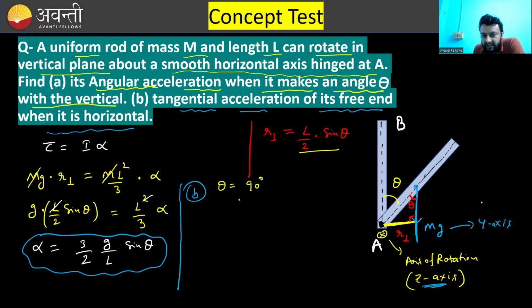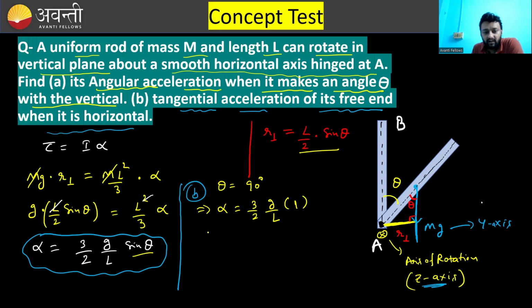If I place this theta equals 90 degrees in this alpha, the alpha will become 3 by 2 g by L, and sin 90 is what? 1. From where did this 1 come? From the sin 90. Is it clear?